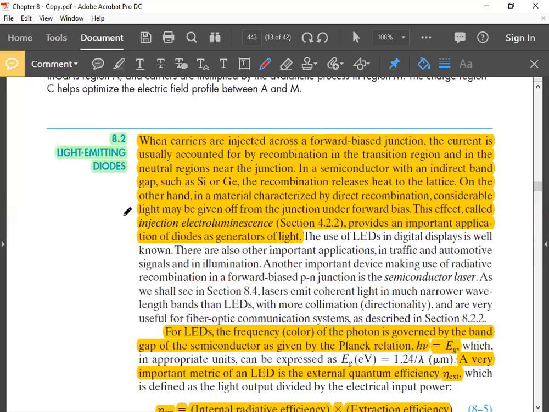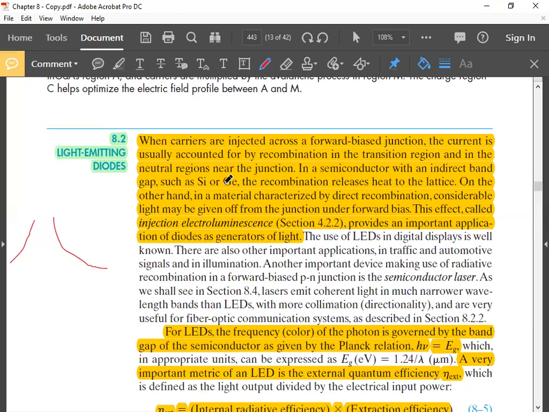Those minority carriers, if you remember, decay exponentially from both sides. Why do they decay exponentially? Because those minority carriers, holes in the N side and electrons in the P side, recombine. That's why their concentration decays exponentially. Now, when they recombine, they release energy.